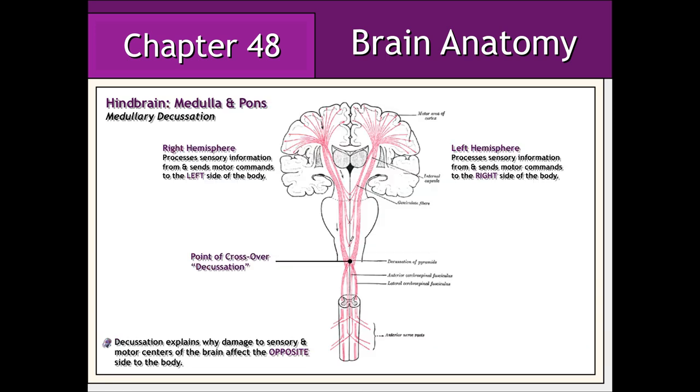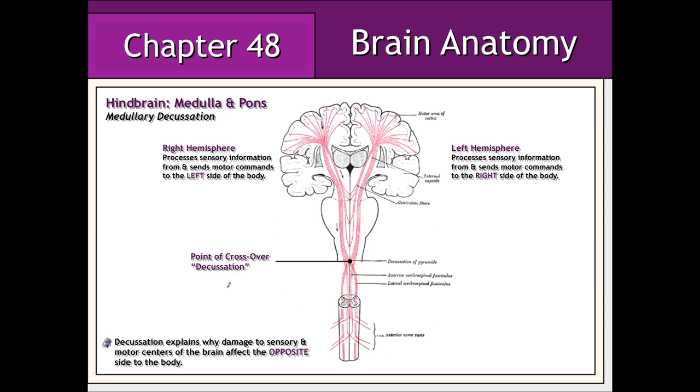An important point to make about the medulla is that this region of the brain is the site where nerve tracts descending from the right and the left hemisphere of the cerebrum cross over. This crossing over of nerve tractways is known as decussation, and this explains why the right and left hemispheres process sensory information and send motor commands to the opposite side of the body.